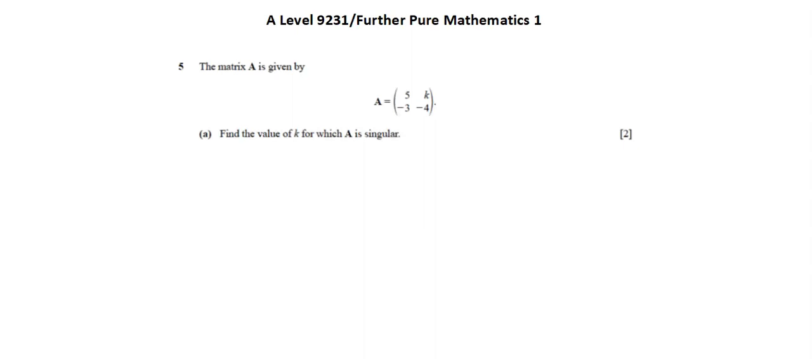This is the specimen paper for 9231 Pure Mathematics 1 for the 2020 exam series, question 5. The matrix A is given by A equals 5, K, -3, -4. Requirement A, find the value of K for which A is singular.